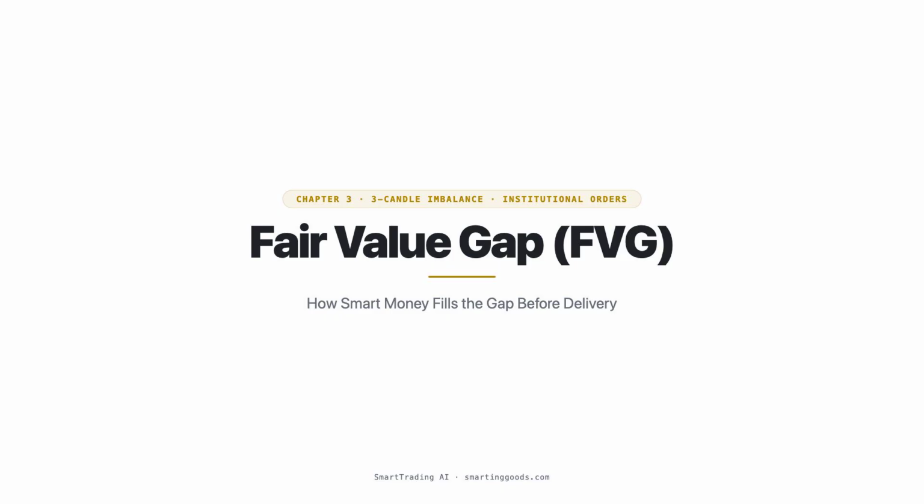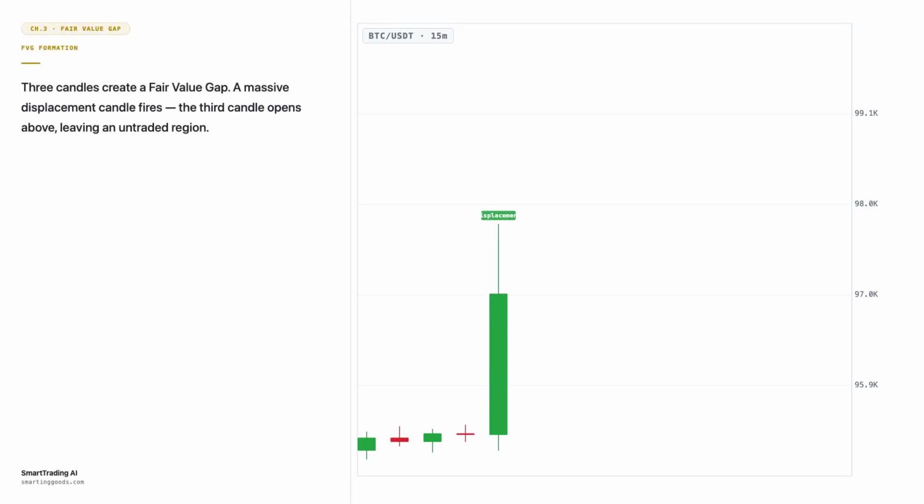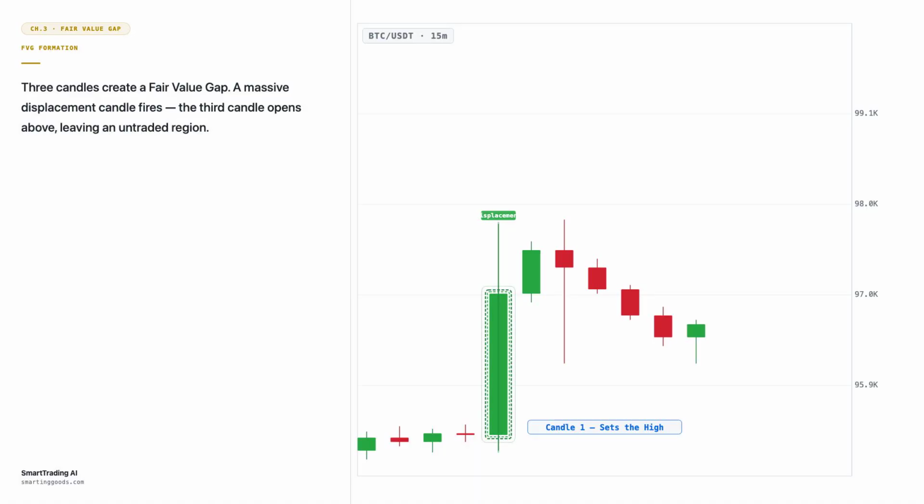Here's the structure. 3 candles create a fair value gap. The first candle sets the high. Then a massive displacement candle fires. That's the delivery move, the candle where institutional orders flood the market and price moves violently in one direction.